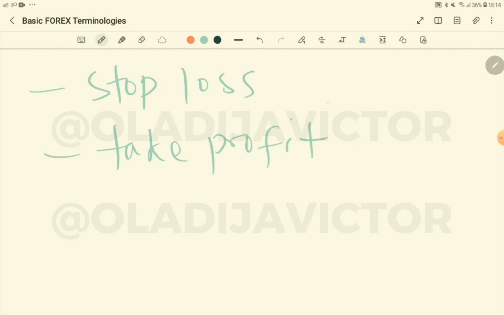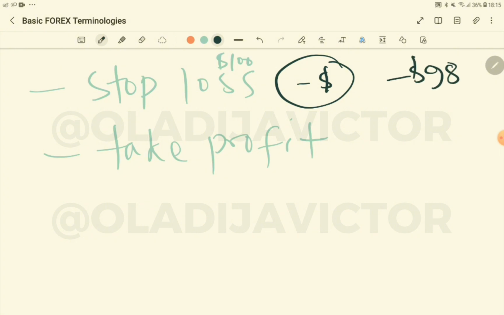A stop loss, for example: if I enter a trade, I have a $100 account. I enter a trade, my target is $5 and I'm willing to lose $2. I will put my stop loss at a place where once it gets to minus $2, it will close. So my balance will now be $98. And I'll also put my take profit in a place where when it gets to plus $5, it will close. So my balance will be $105.